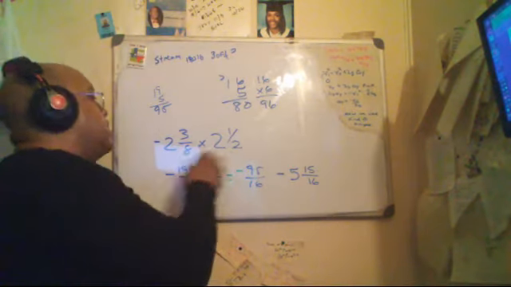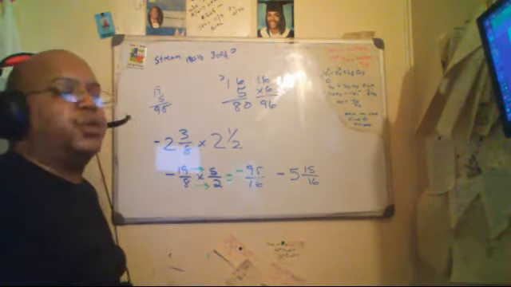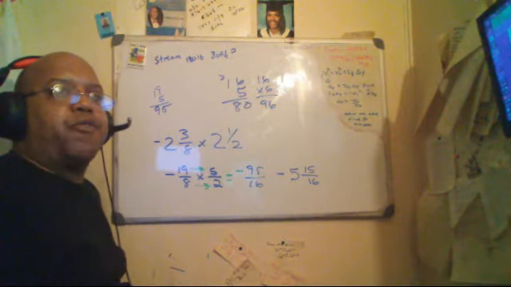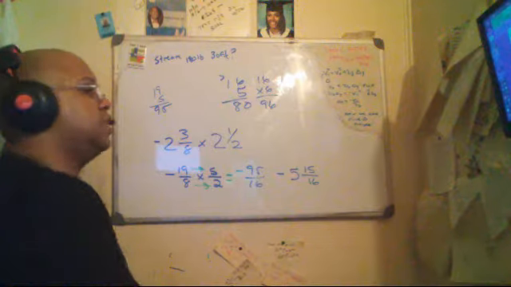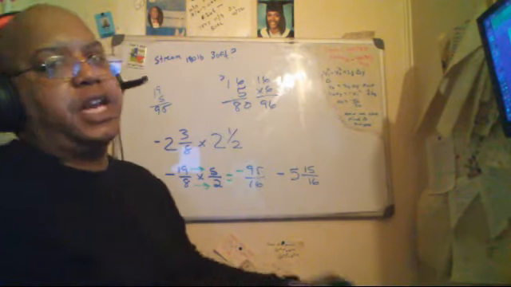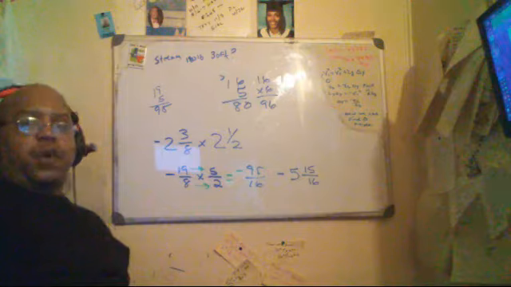So whenever I get questions like this, I'm automatically changing them to improper fractions and then multiplying directly across. It's more efficient, and it just helps you solve quicker.